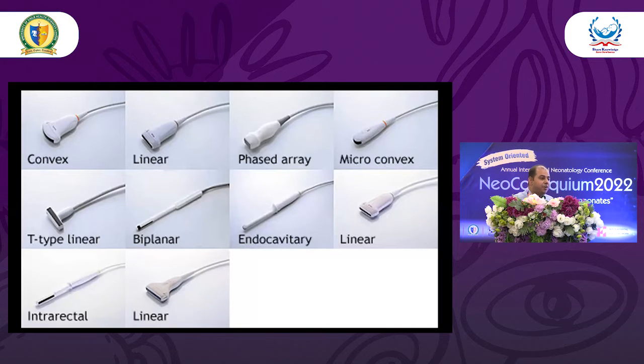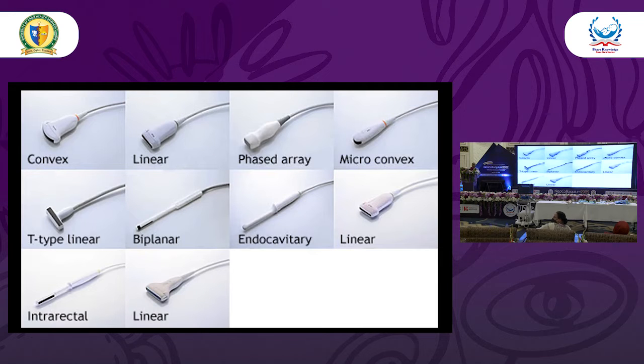This is the most important aspect of any imaging procedure, image guided procedure. You should know what equipment you have, or what type of arms you have to fight the patient's disease. The first is the convex probe. Most of you will be familiar with it.